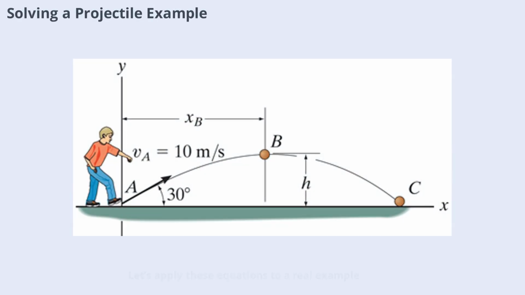Let's apply these equations to a real example. Suppose a ball is launched with a certain speed and angle. By breaking the initial velocity into horizontal and vertical components, we can use the equations to find how far the ball travels and how long it stays in the air. For instance, with an initial speed of 10 m/s at a 30-degree angle, we calculate the horizontal and vertical velocities, then use the equations to find the time of flight and the distance covered. This step-by-step approach makes complex motions manageable.